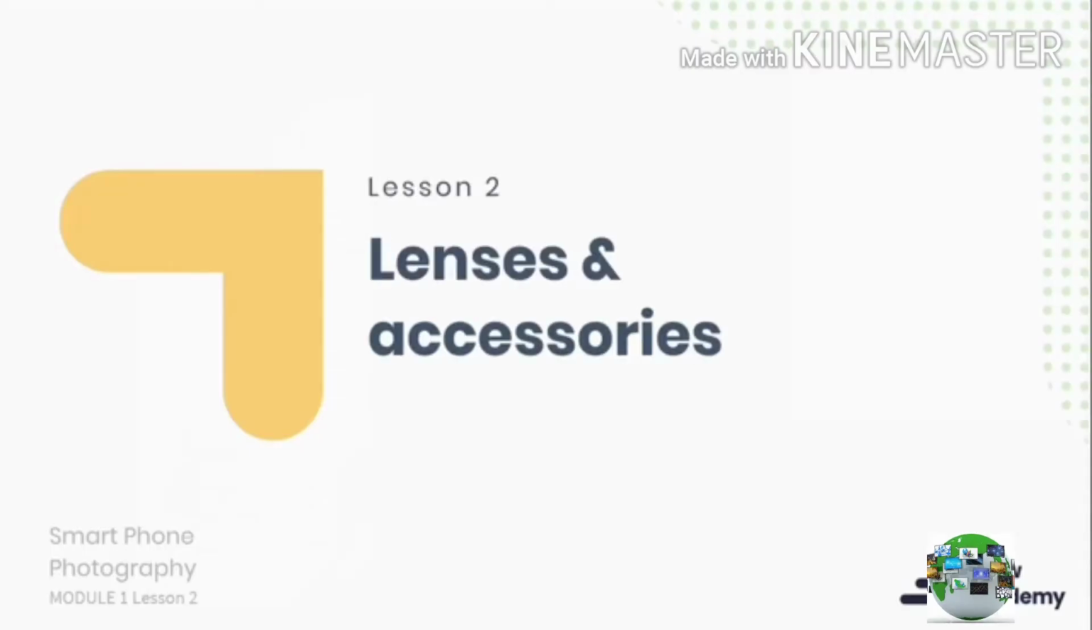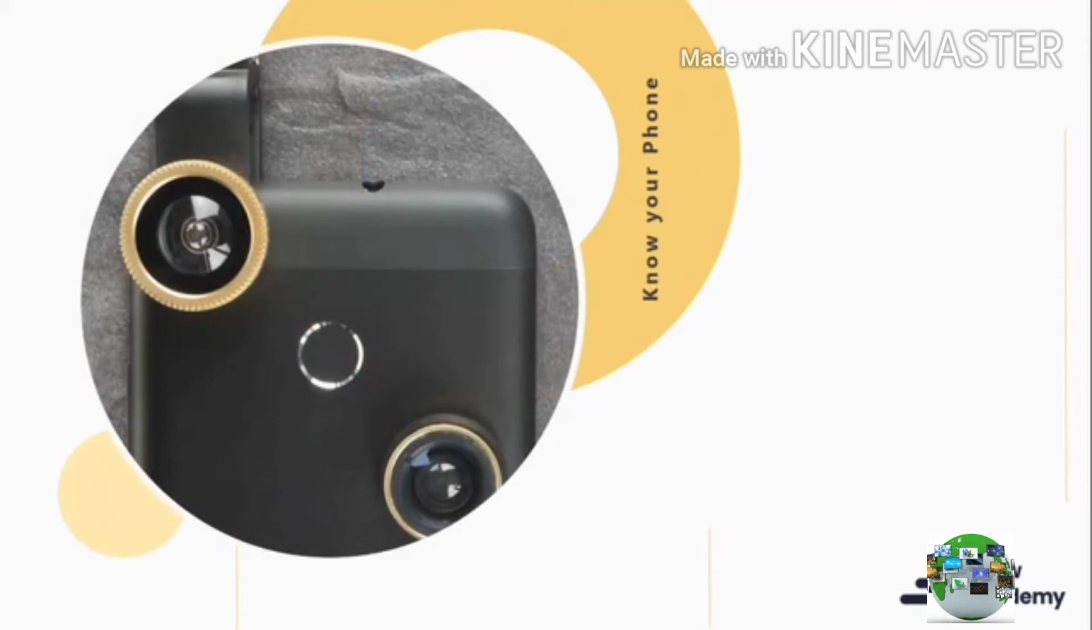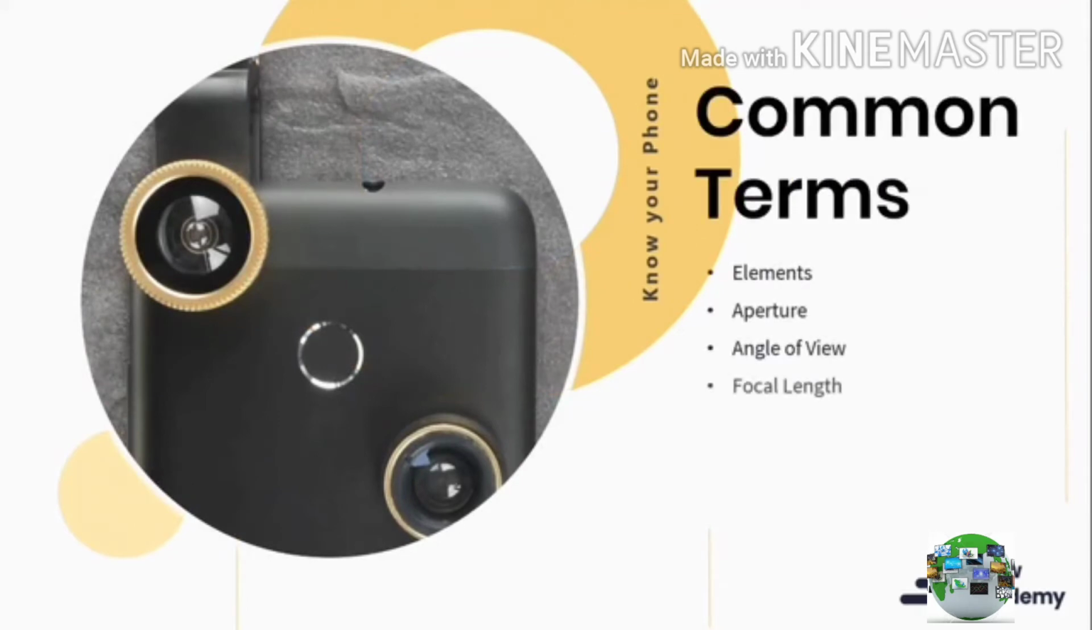We're talking about lenses and accessories and attachments that we can use rather than just our inbuilt lenses. So our first topic is how lenses work. Just like we did in our first lesson with our phones, we're going to break down how our lenses actually work, as this will give you a better understanding of what to look for if you are thinking about purchasing a new lens, and what your own lens is capable of. So, common terms to get familiar with: we're going to have a look at the elements, our aperture again, angle of view, focal length, and the difference between optical zoom and digital zoom as well.